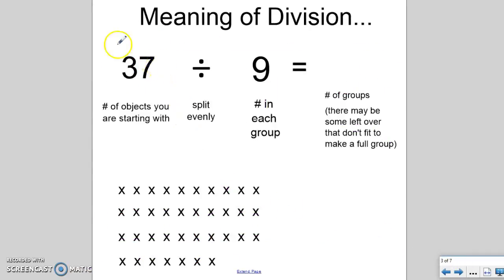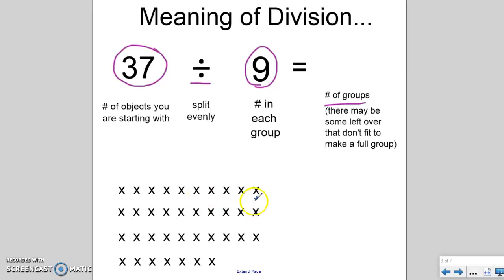Another example here, again, we're going to read it from left to right. So maybe I have 37 students in my class. Those are the objects. These are my 37 students. And I'm going to split them into groups of 9. So I want to put 9 in each group. And I want to figure out how many groups of 9 I can make, and maybe there's going to be some kids left over that can't make a full group of 9.